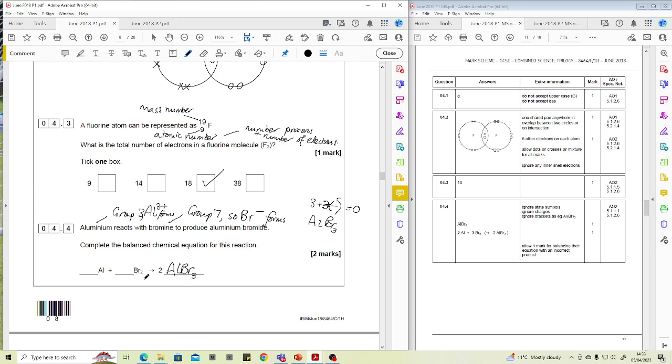So how do you get that to balance? There's 2 Als on this side and 6 Brs on this side, so we're going to use 2 times 3 equals 6 to help us. There you go.